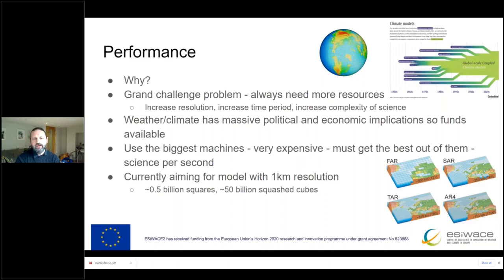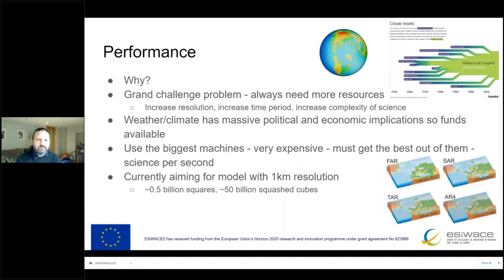And just to give you a view of where the community is, a big aim at the moment is to try and run operationally, looking towards in the near future to run operationally with up to one kilometre resolution.